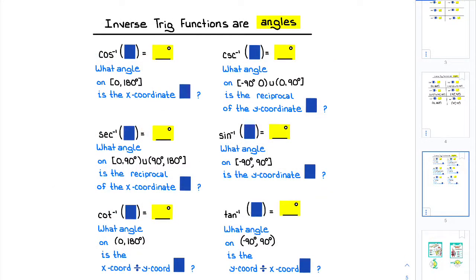Ultimately, to find the answer to an inverse trig function, you can go to your unit circle and ask yourself the question that goes with the inverse trig function. This will be a very good reference page for you. But we're going to just jump in and start using these questions to find the answer to inverse trig functions in our first problem.